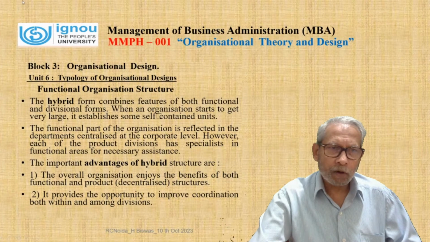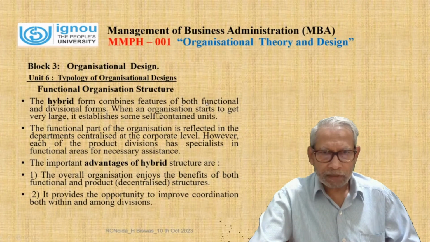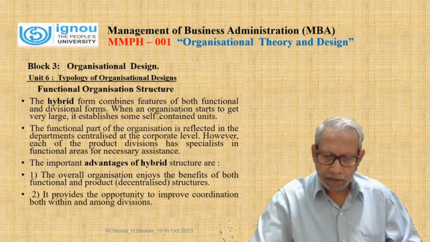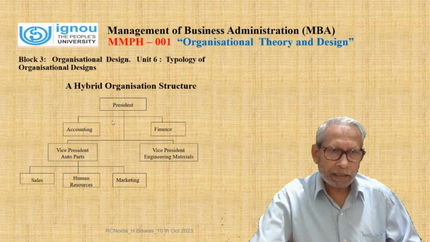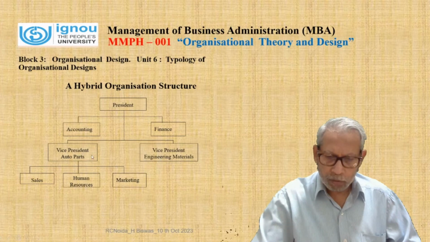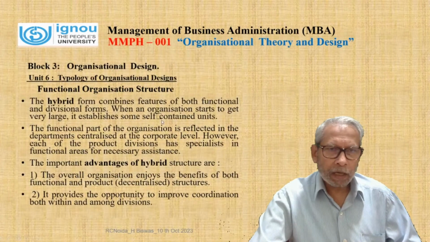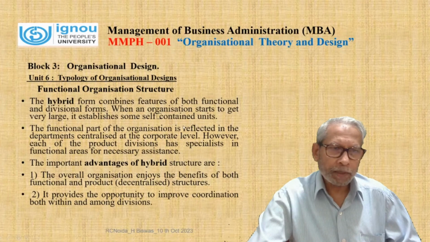The hybrid form combines the features of the functional and the divisional forms. So functional and divisional, both things are combined. If you see, these are all functional, and the divisional part is there. The accounting and finance, and the engineering part is the auto part. So this is the way we can have hybrid types.